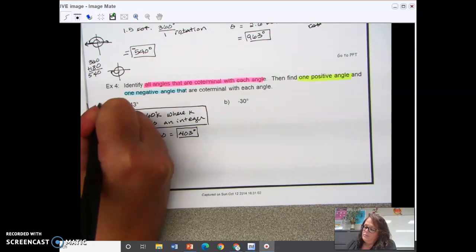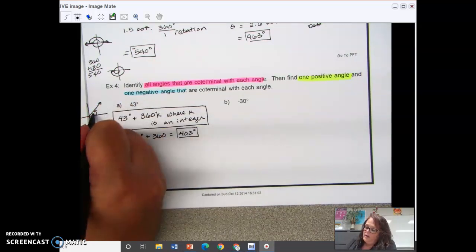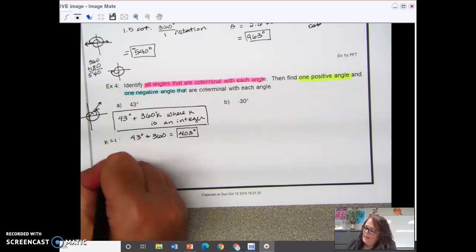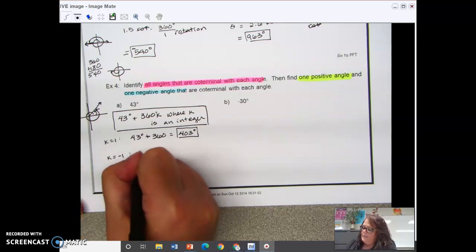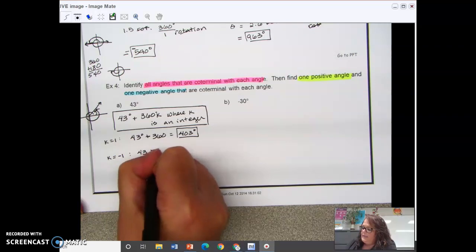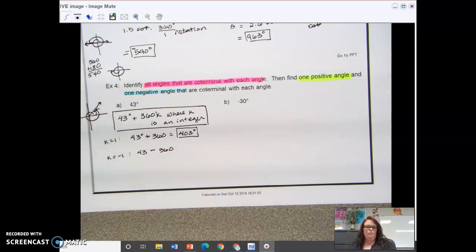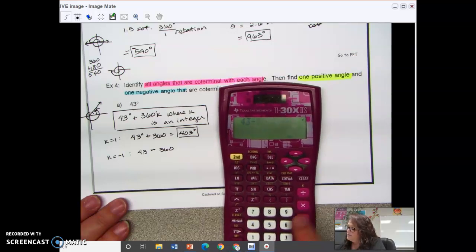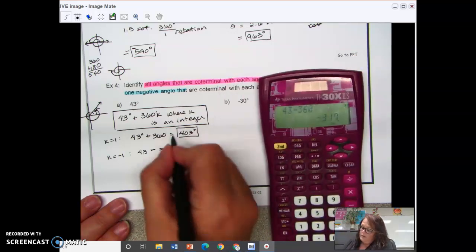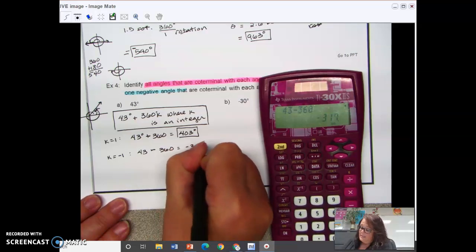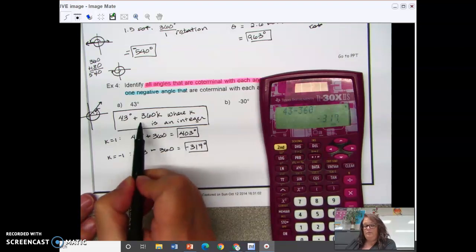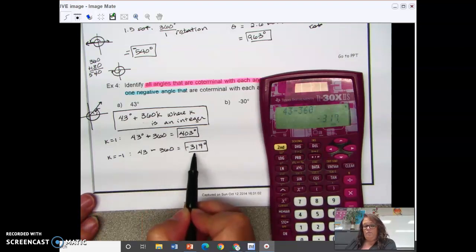So 43 degrees would be somewhere about here. So if I go once around and then up 43 degrees, I would get 403 degrees. If I let k equal -1, then that means that I'm going to have 43 minus 360. And so when I do that, 43 minus 360 gives me negative 317 degrees. And so now I have one positive and one negative angle.